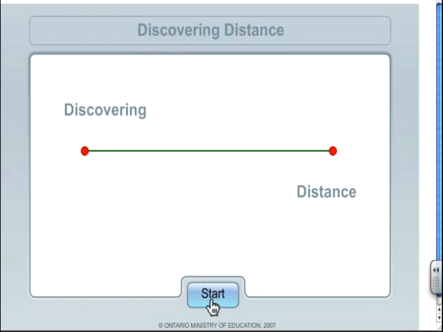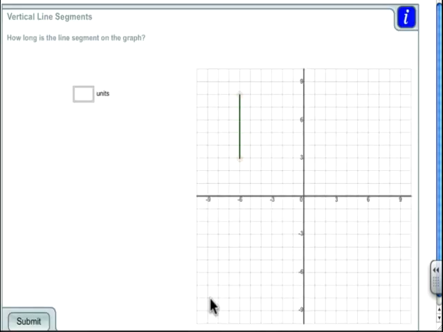Now let's work through the discovering distance activity in order to learn the formula for the length of a line segment. The first question asks, how long is the line segment on the graph? So let's just count the squares. We can see that it's 5 units tall, so let's press 5, submit.